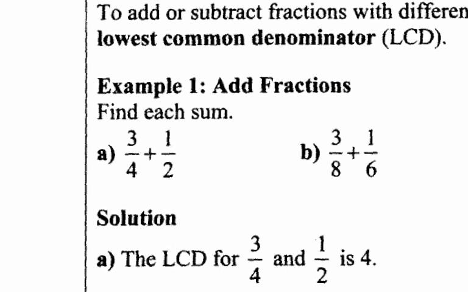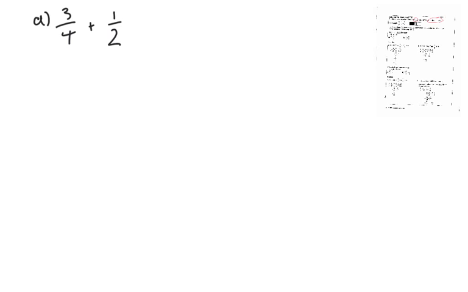The first question we're going to look at is question A. We're going to have to find the sum of 3 over 4 and 1 over 2. As you'll see, these fractions do not have the same denominator. Therefore, we have to manipulate these fractions such that they have the same denominator. Before we add these two fractions, we have to make sure they have the same denominator. This has a denominator of 4, this has a denominator of 2. Clearly, they are not the same.